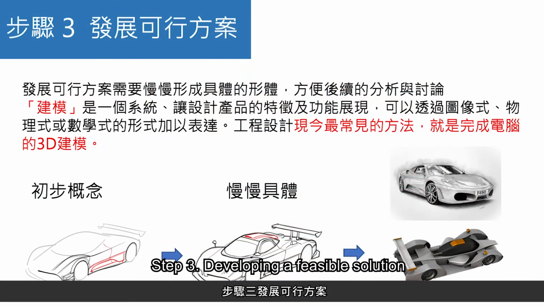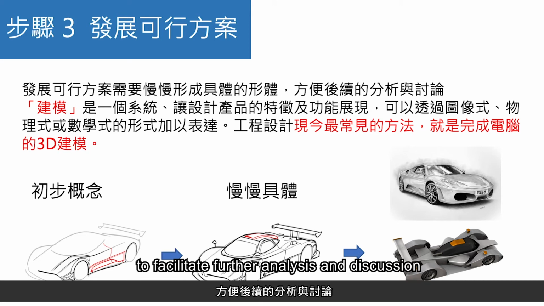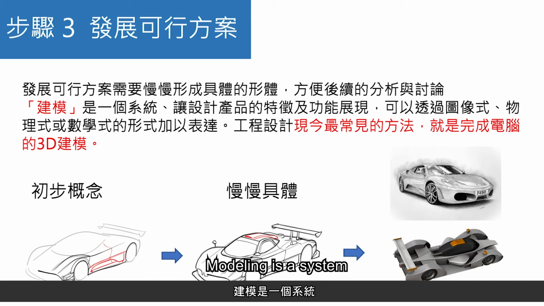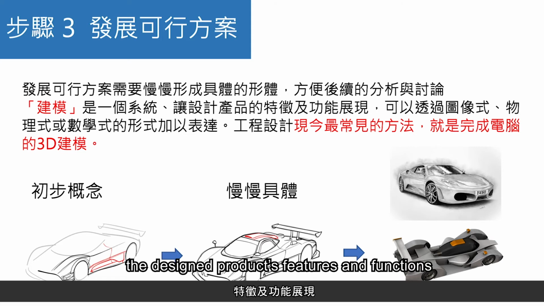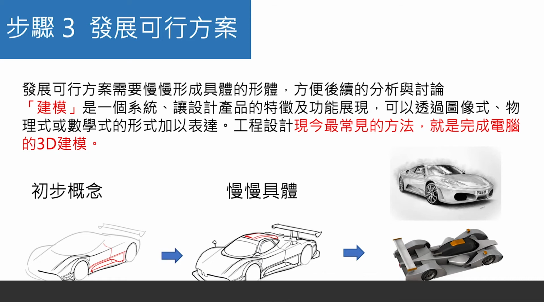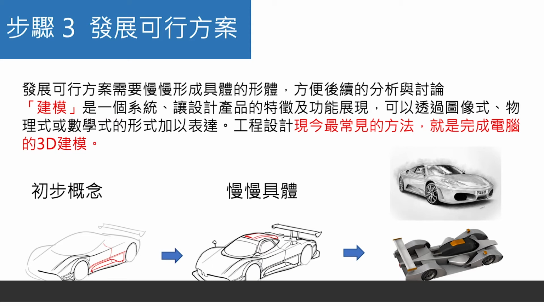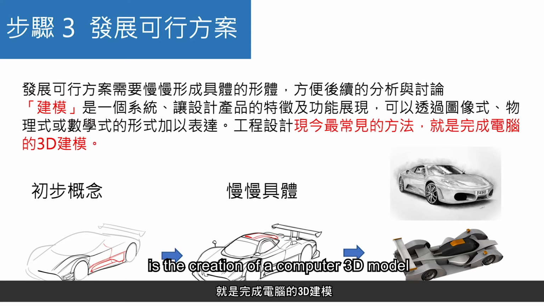Step 3, developing a feasible solution. The development of a feasible solution needs the gradual formation of a concrete shape. To facilitate further analysis and discussion, modeling is a system that allows the showing of the design's products, features, and functions, which can be further expressed through the form of images, physics, and mathematics. The method for engineering design mostly used today is the creation of a computer 3D model.